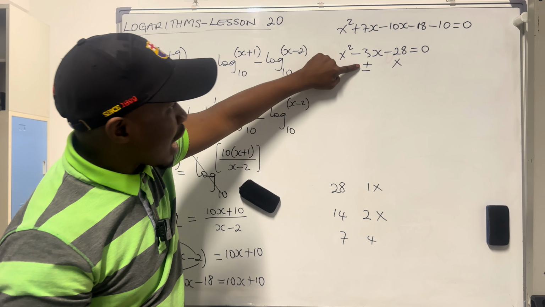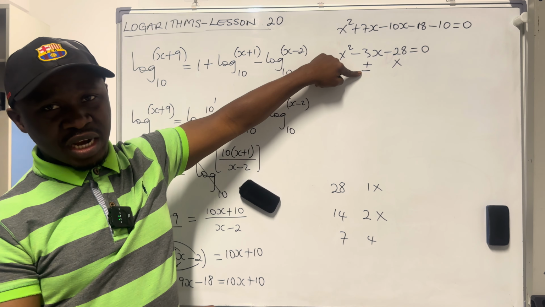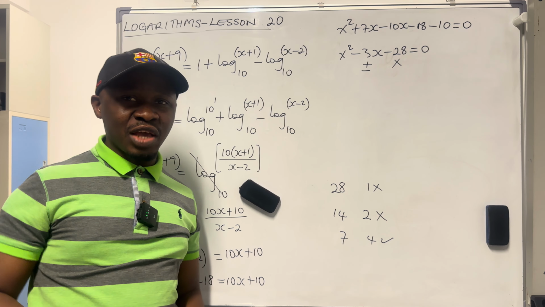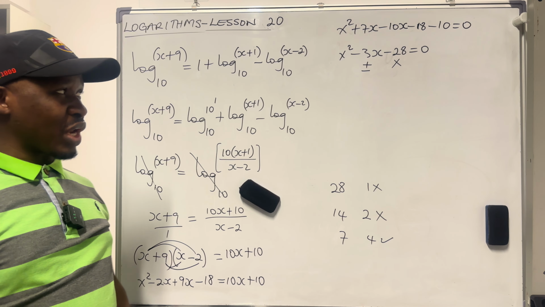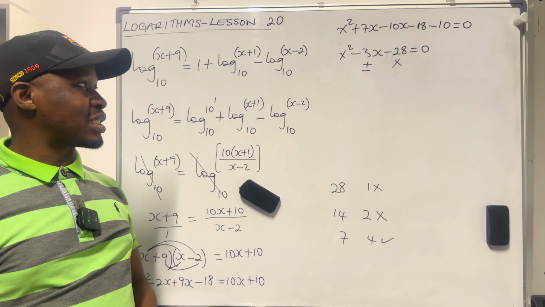Let's try this one. Addition. 7 plus 4 cannot give us 3. But 7 minus 4 can give us 3. So this set seems to be the set. Why do I use the word seems? Because we have to endorse it only after we have given them the appropriate signs.